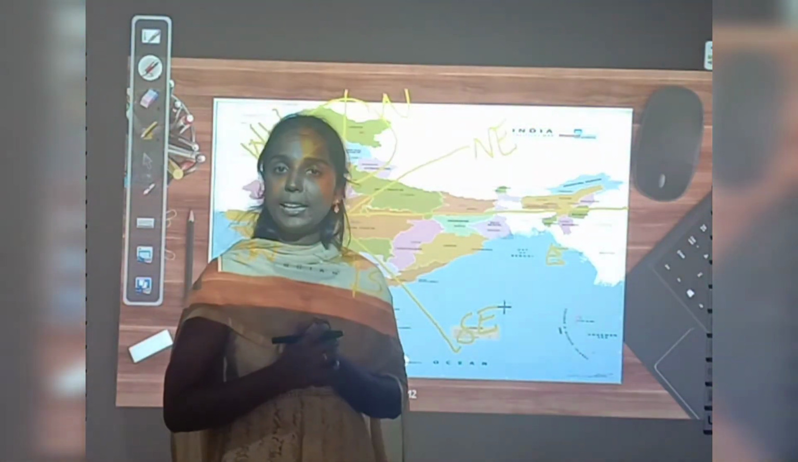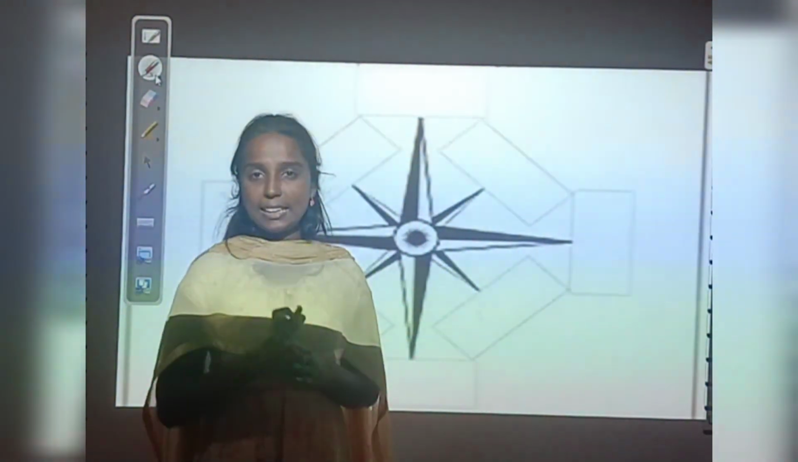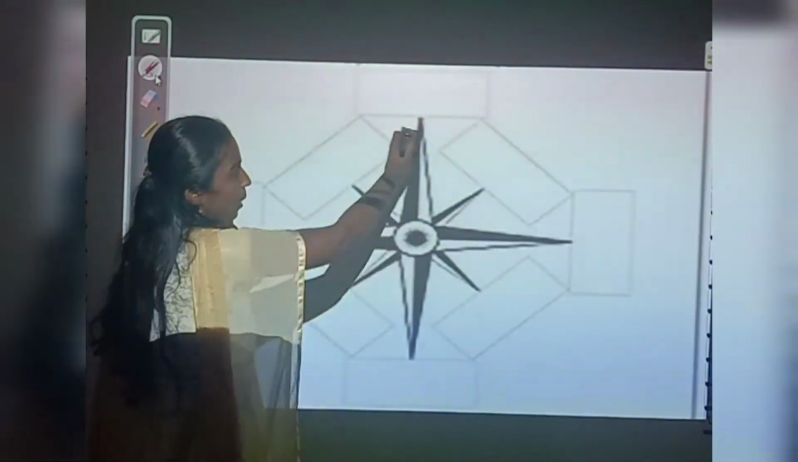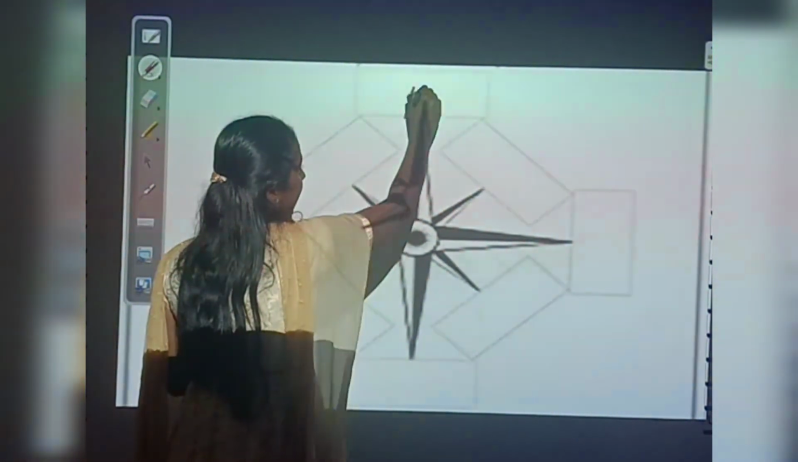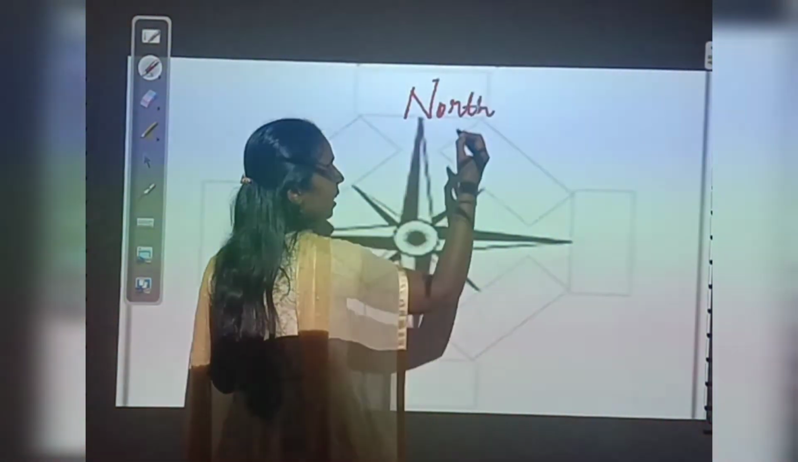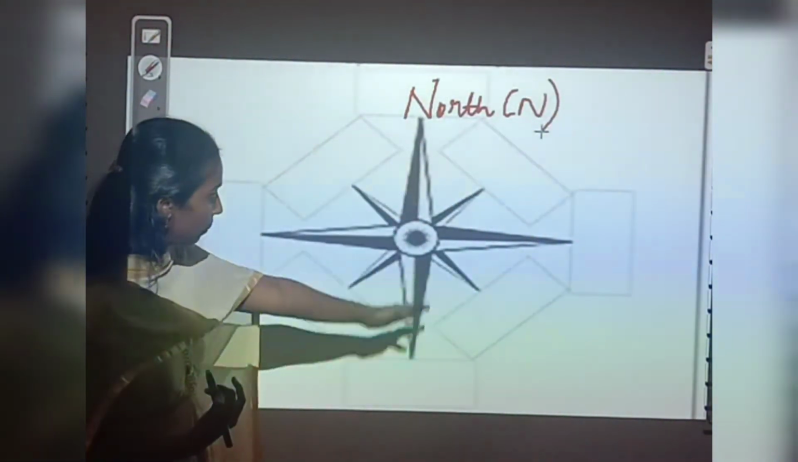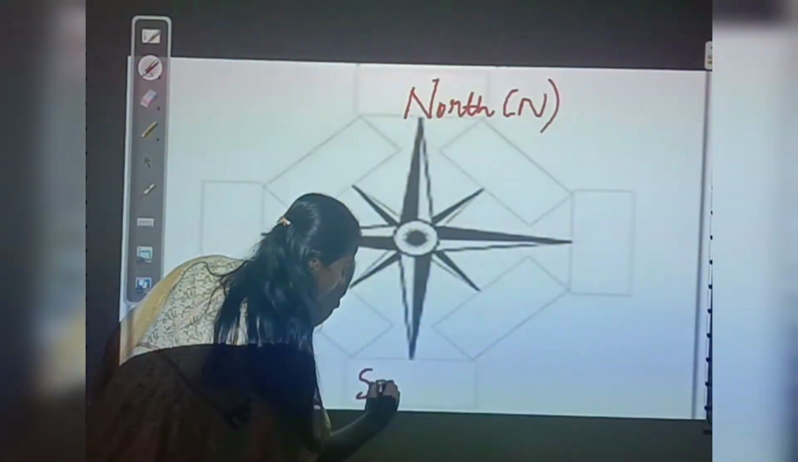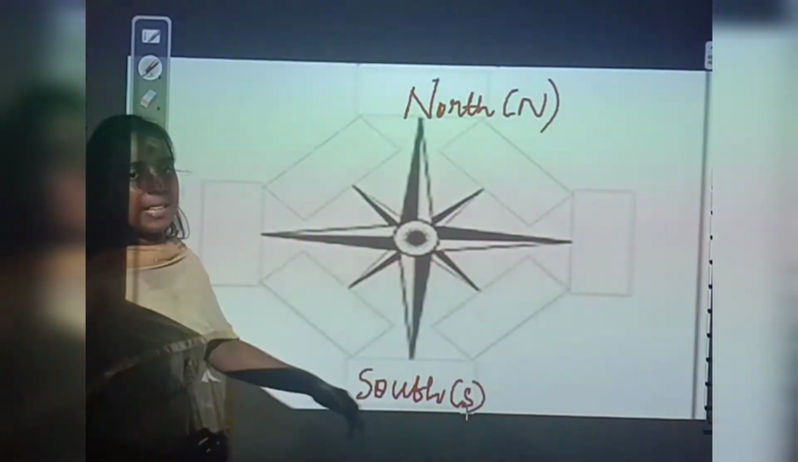So now do you know how to locate places? Yes, now all of us know the four main directions and the sub-directions, right? So shall we label it here? Yes, now see me, the top side, the head points towards which direction? North, right? So here it will be north. We can also specify it as N. So the bottom side will be, yes, very good, south. It will be south.